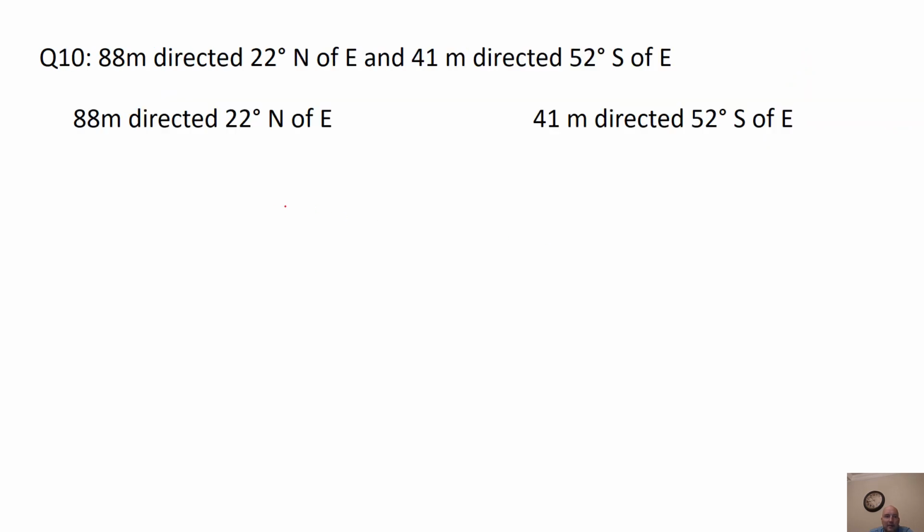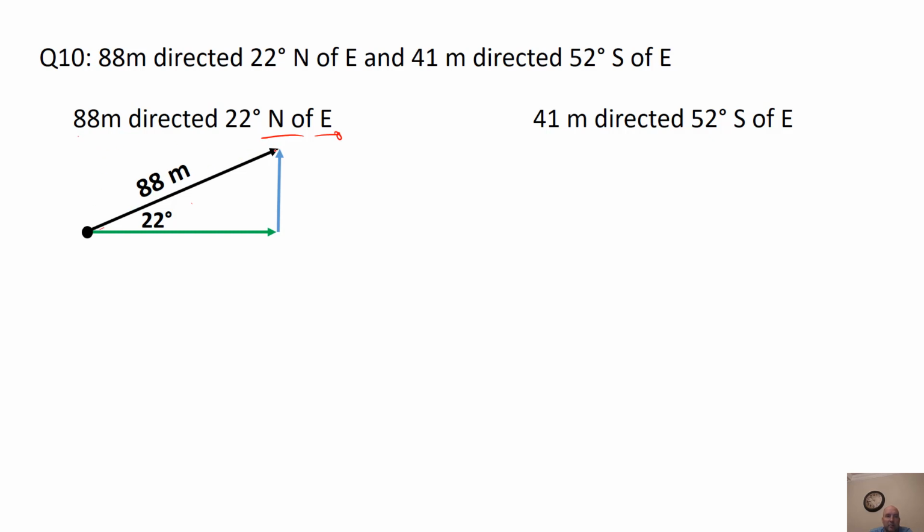Okay, so lastly, the hardest of the problems right here, where we have to break all the things down. Let's go ahead and make sure we can draw these different vectors out. So 88 meters directed 22 degrees north of east. Go east first, then go north from east, and then go ahead and finish off the angle. You can either draw the angle in, but I usually do this part first. Finish off the resultant, the hypotenuse, start to finish.